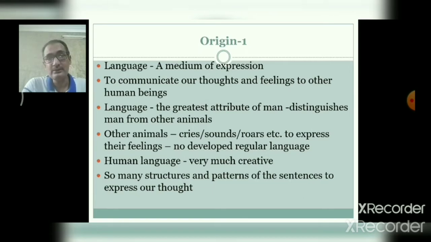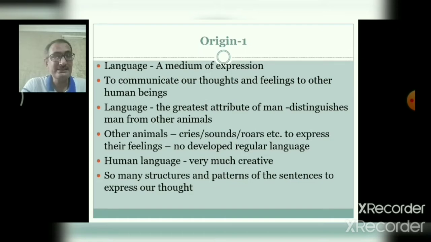You will find it on the screen that language is a medium of expression. And why do we need language? In order to communicate our thoughts and feelings to other human beings. Among human beings, a language is a must. Language may be different from person to person, but there must be a language that can help these two human beings come to a plane, come to a level and communicate with each other.